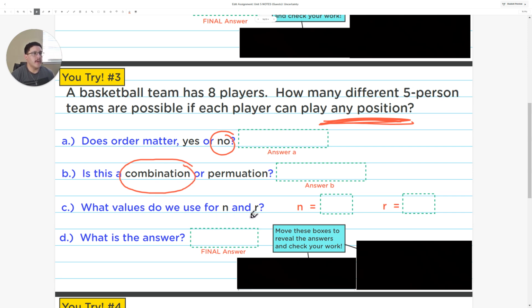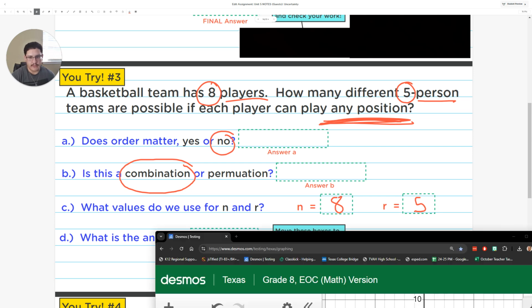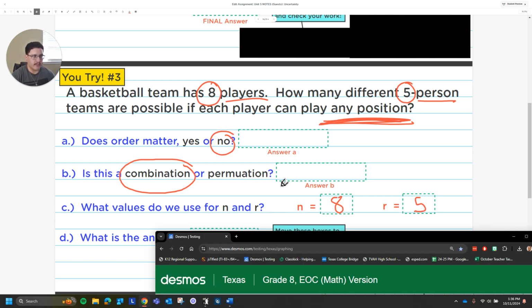What values do we use for N and R? Well, how many total players do we have to choose from? We have a total of 8 players. What's the team composition? How many players are we choosing to make a team? Well, we're trying to choose 5-person teams. And so, R is 5. And again, I'm going to show you all using both calculators. I'll probably do it a little bit faster this time since I've shown this plenty of times.